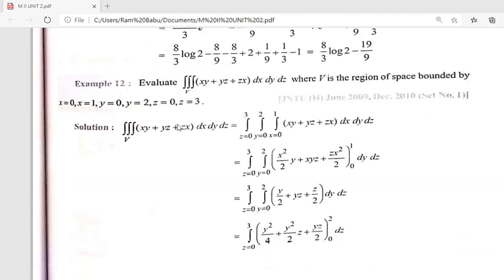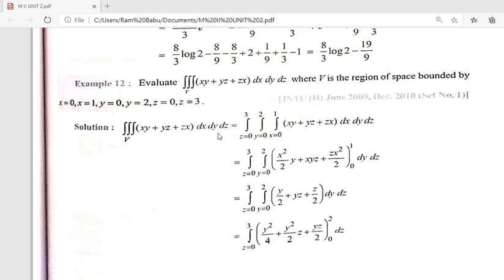Now let us go to the second problem. The problem is to evaluate the triple integral or volume integral of xy plus yz plus zx dx dy dz, where capital V is the region of space bounded by x equals 0, x equals 1, y equals 0, y equals 2, z equals 0, z equals 3. Notice that these are all constants. Therefore we can choose limits in any way.